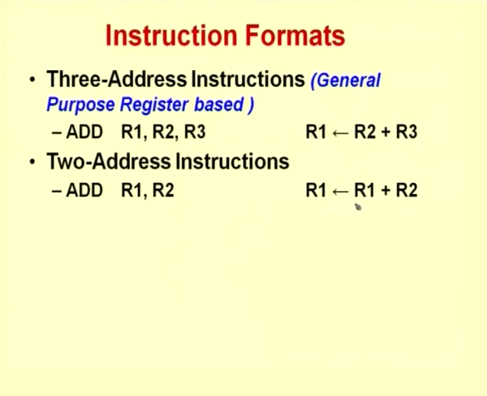So, what is happening here is one of the source operands, R1, is implied and that is also used as the destination operand. So, one address here serves as one of the source operands and the destination operand. So, that is what we have in the case of a 2 address instruction.